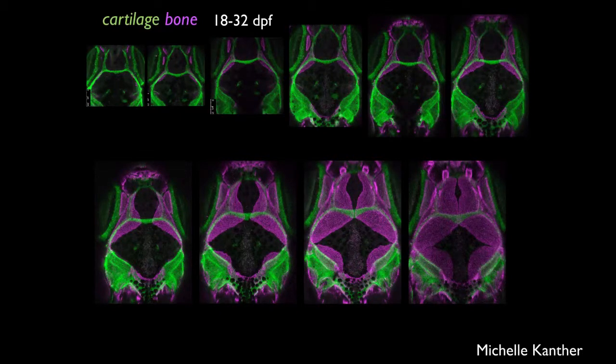So these are images of cartilage and bone formation in one individual fish over a period of 2 weeks, imaged successively. And this ability to follow skull formation in live animals during a time when other model organisms are largely inaccessible has provided us really important insights into the process.